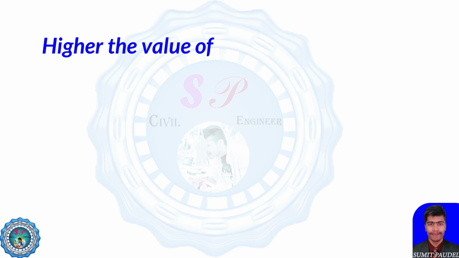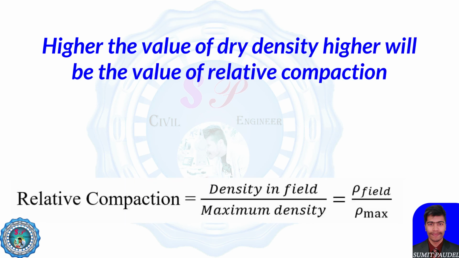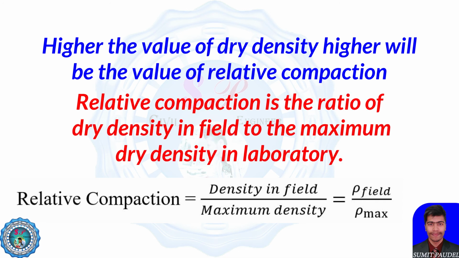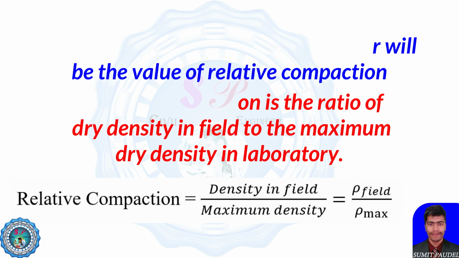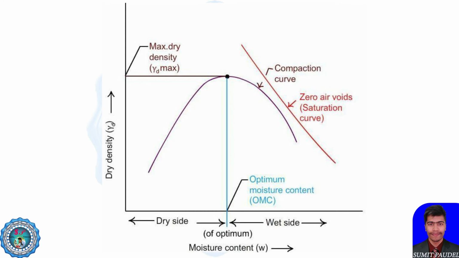So the higher the value of dry density, the higher the relative compaction will be, because we know relative compaction is the ratio of density in the field to the maximum dry density. So the main objective of compaction is to increase the dry density of the soil. The dry density is an important factor while designing any structure above the soil, because the compaction curve gives the optimum moisture content. The compaction curve is the curve between the dry density and water content of the soil, and the water content corresponding to the maximum dry density is the optimum moisture content, which is a very important parameter to be calculated while designing any structure above the soil.